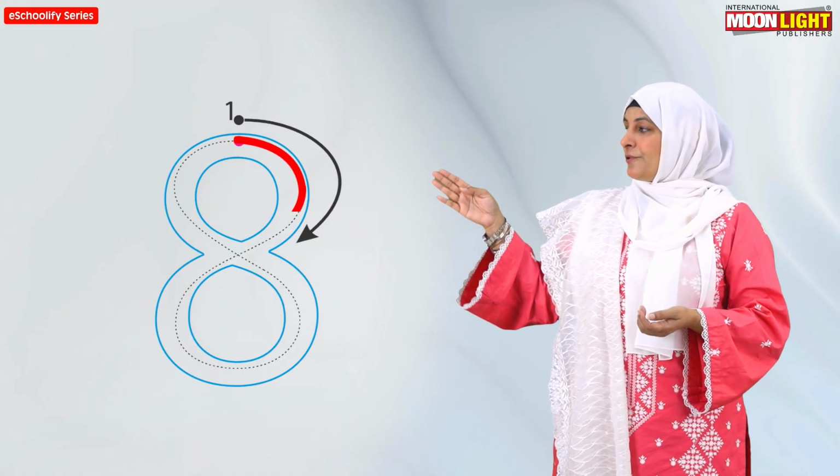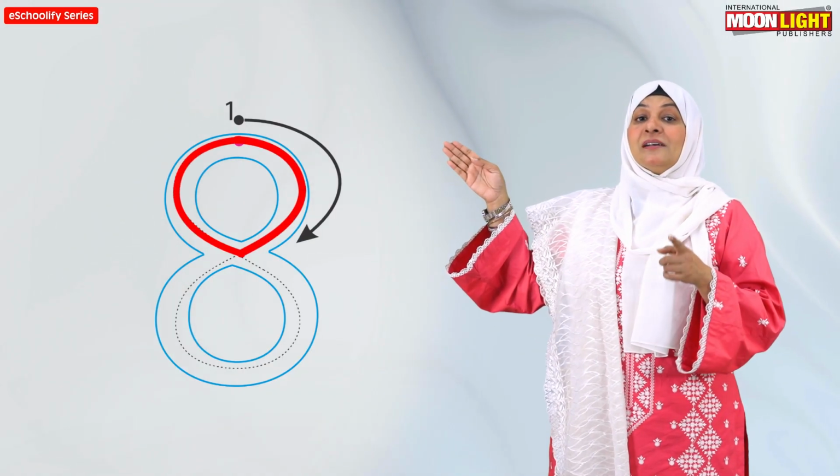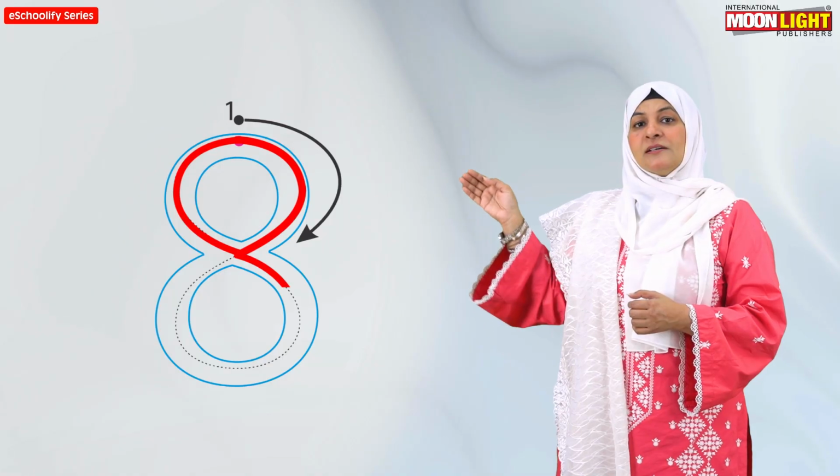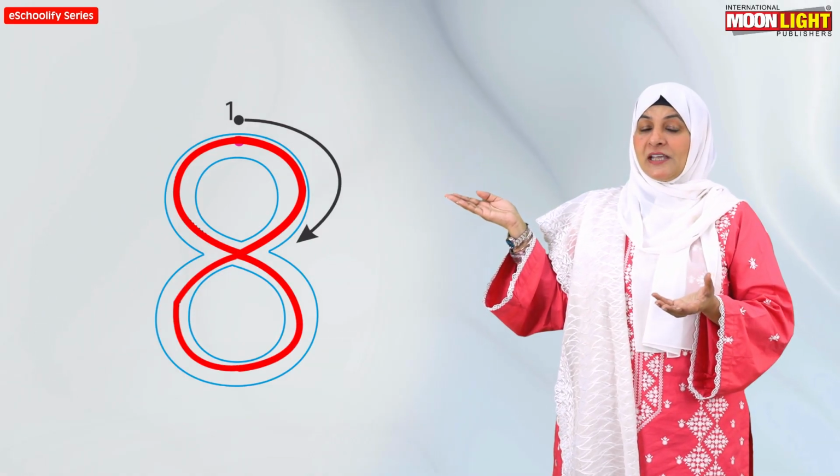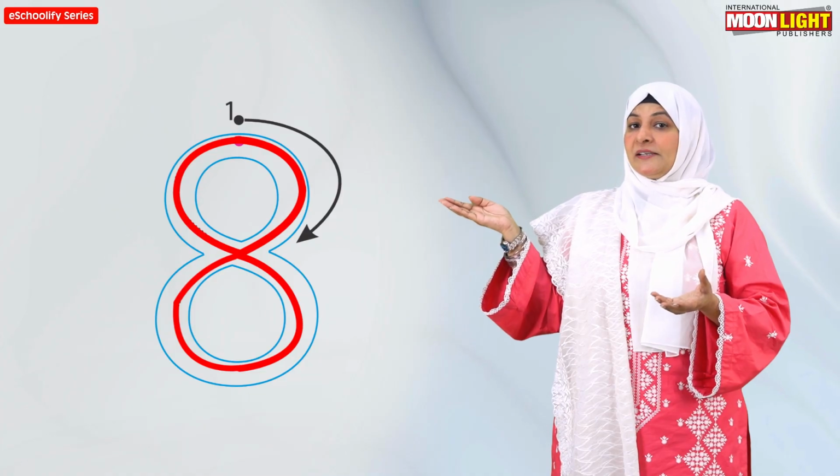Start from the dot, go round, round, round and stop. Make a circle, make another circle. It will make number 8.